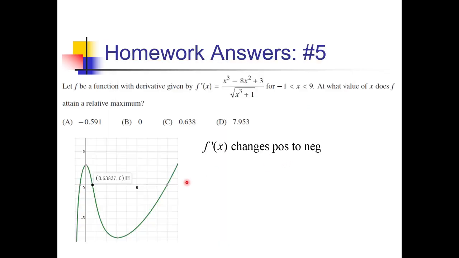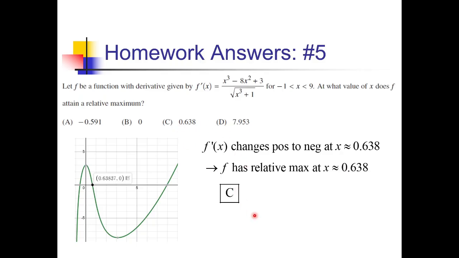So here's that picture that I just came up with on Desmos. We see that this change happens at 0.638. So we can conclude that f has a relative maximum at 0.638, and that's the only place. So that would be choice C.